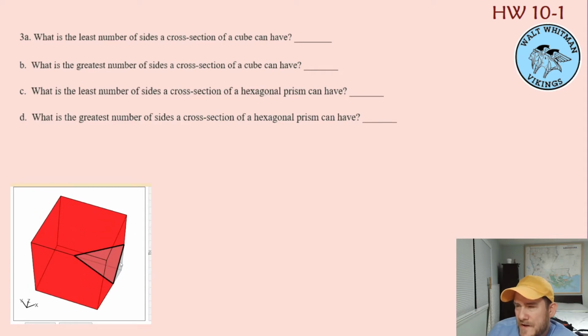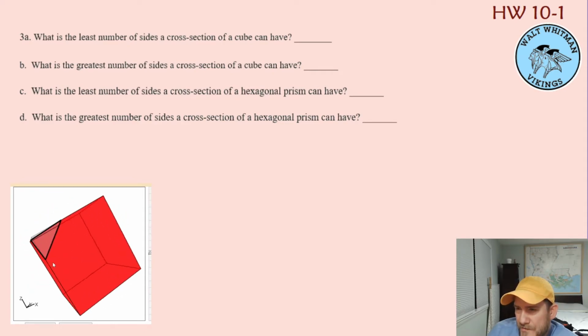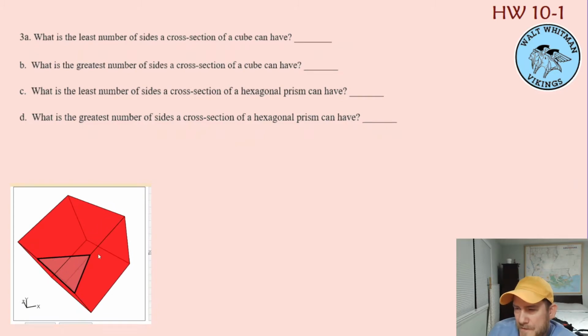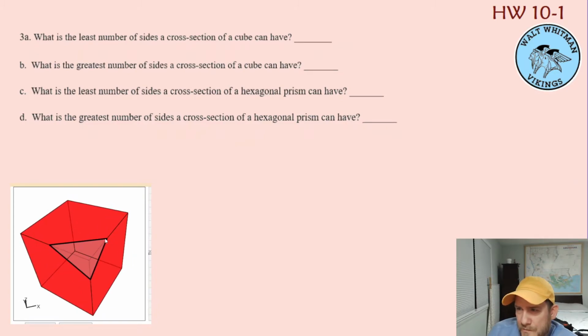So if I make a slice like this, pretty darn close to the corner of our figure, then we see that we can get a polygon with only 3 sides. That's a triangle. Because they said, what's the least number of sides that a cross section of a cube can have? Well, it's definitely 3. And all you've got to do is slice off the corner, like I'm showing you guys over here in that lower left-hand corner. You can see that if we slice off a little corner, we get 3.